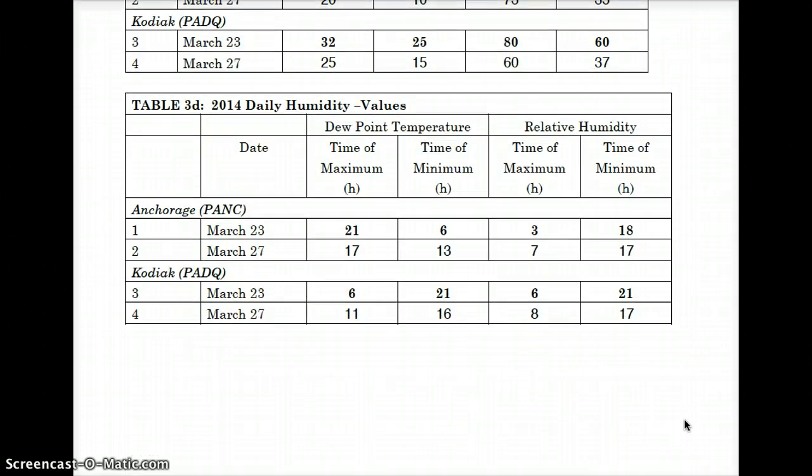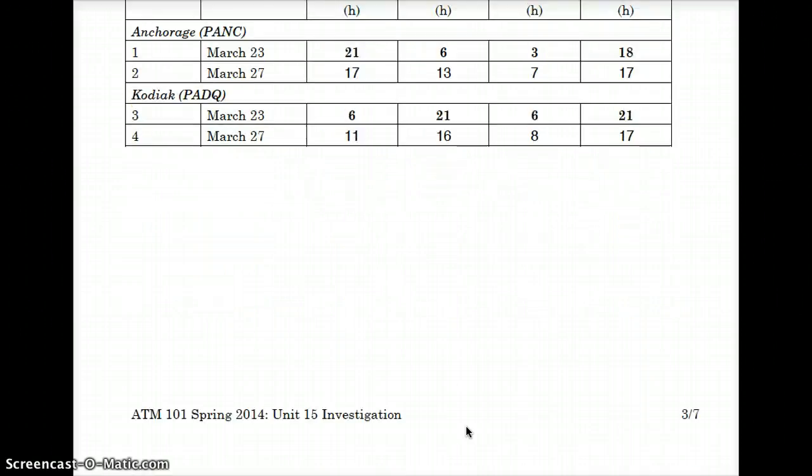On Table 3D, on the second attempt for March 27th, the time of maximum was 17, time of minimum was 13, time of maximum was 7, time of minimum was 17. And on the fourth attempt of March 27th, the time of maximum was 11, the time of minimum was 16, time of maximum was 8, time of minimum was 17.